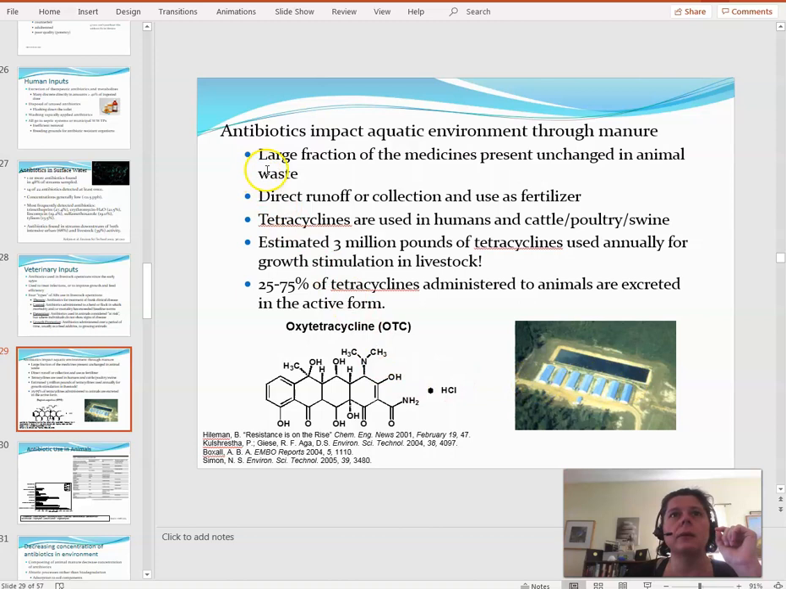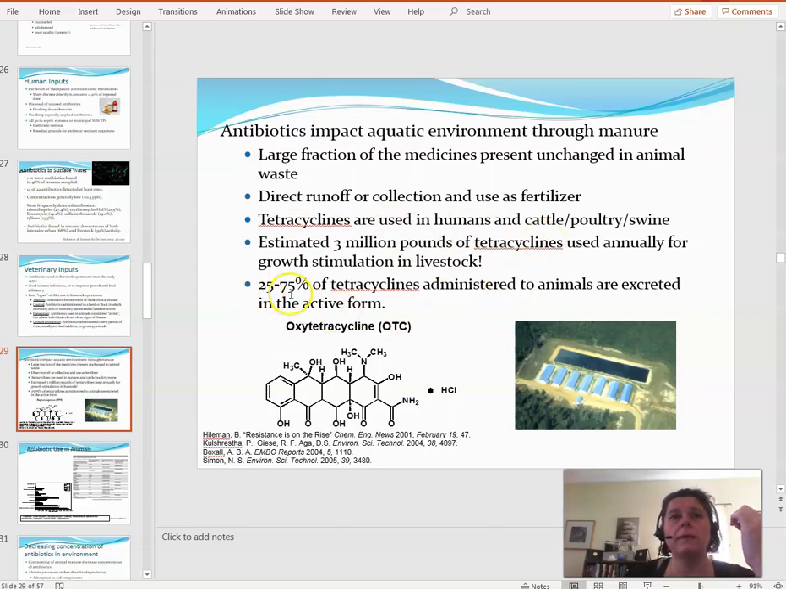A large fraction of medicines don't get changed going through the bodies, even through the animals. And so it gets collected into these pits, and then we take this manure and spread it on our farm fields, so we get antibiotics going through there. Tetracycline is used in humans and in cattle, and it's estimated 3 million pounds of tetracycline are used annually for growth stimulation in livestock. So that's a lot of tetracycline going on there.